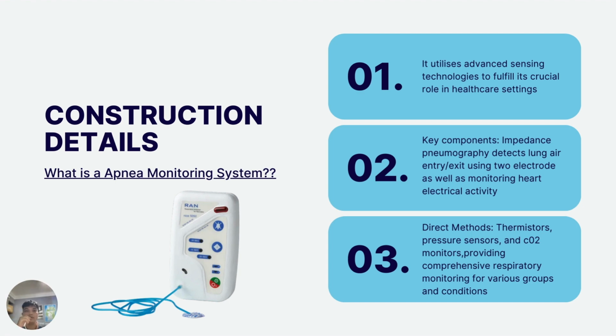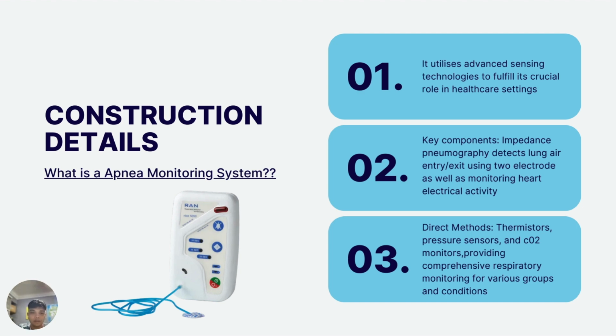This technique employs two electrodes positioned at the chest. So by interpreting impedance variations, the monitors can accurately discern breath. Notably, impedance tomography not only detects respiration but also monitors the electrical activity of the heart. That's why you place it on the chest.